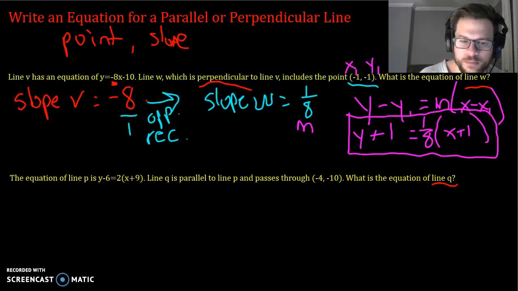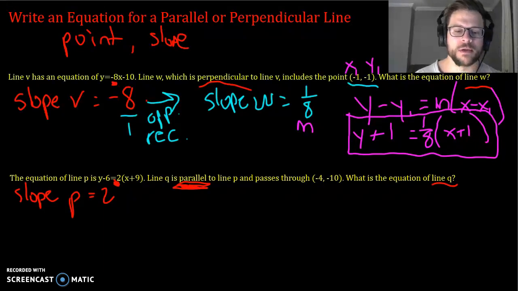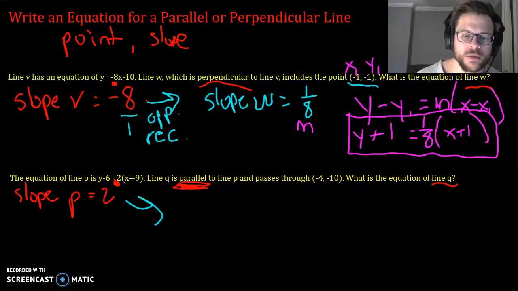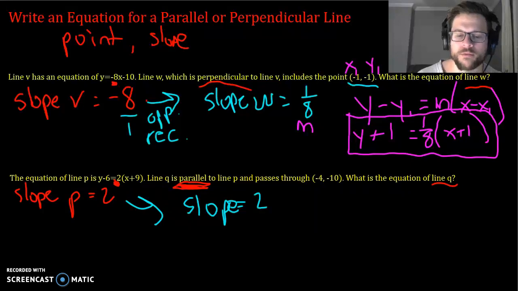So that's what we have to write the equation for, the equation of line Q. So we have to figure out the slope. We know that the slope of line P is 2 from right here, because it's in point-slope form. And we know that the word parallel tells us that the slopes of lines P and Q are the same, so we don't have to change anything. The slope of line Q is 2.